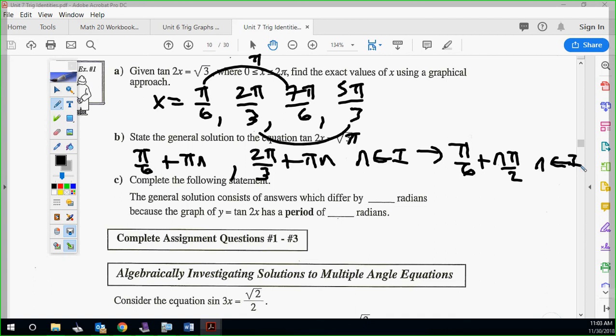Okay, so the general solution consists of answers which differ by pi over 2. Because the graph y equals tan 2x has a period, and the period of tangent is pi. What's that b there? That's 2. So pi divided by 2 is the pi over 2. That's where it comes from. This is our period change to pi over 2.